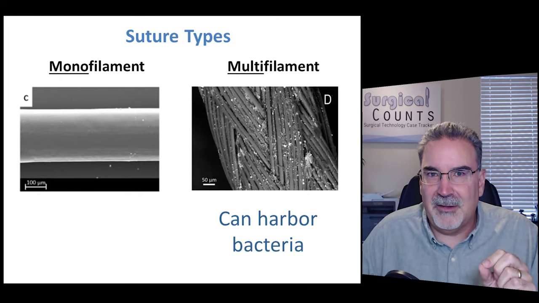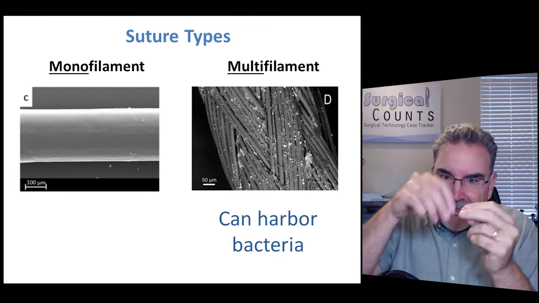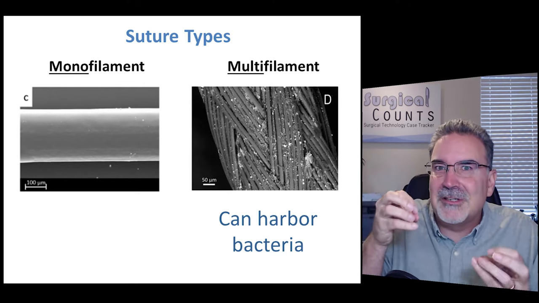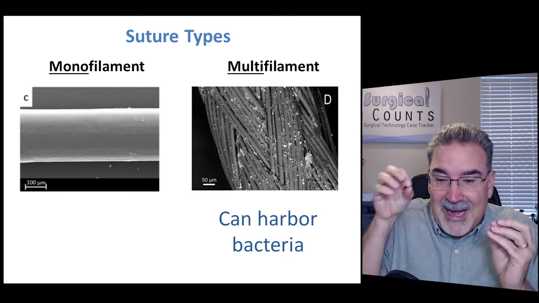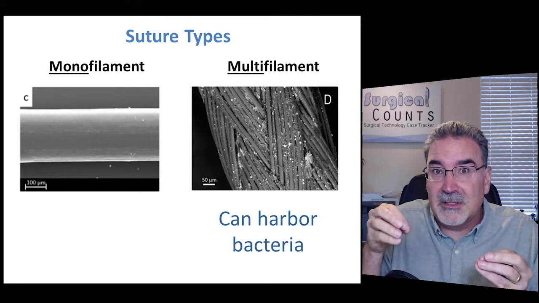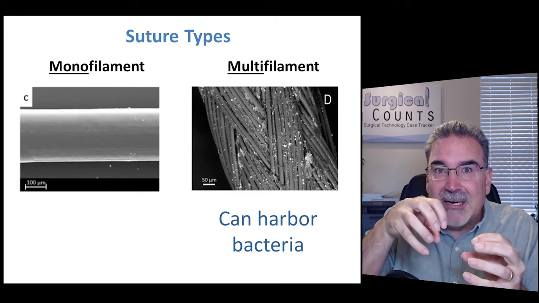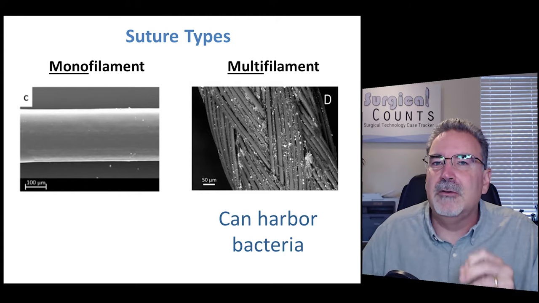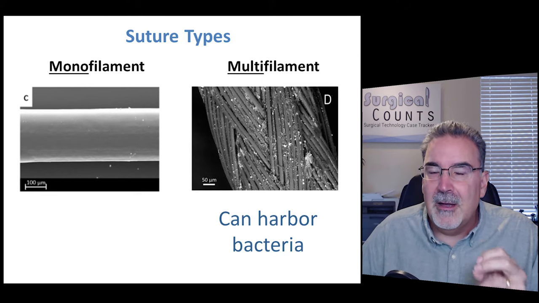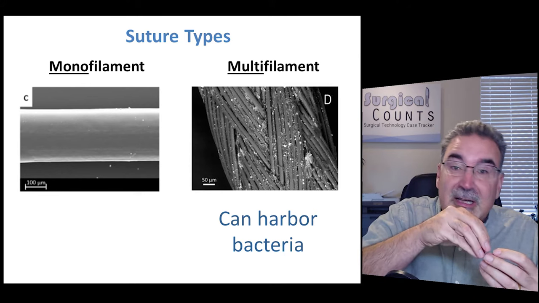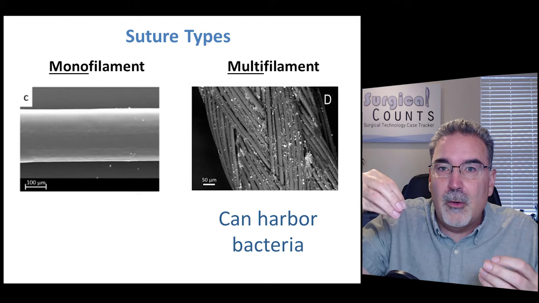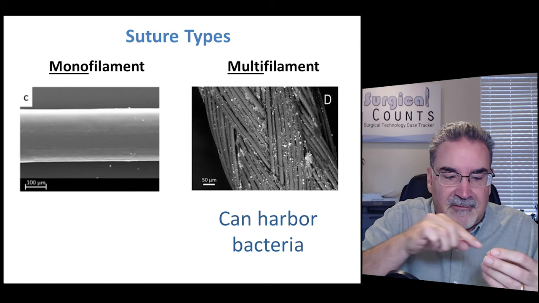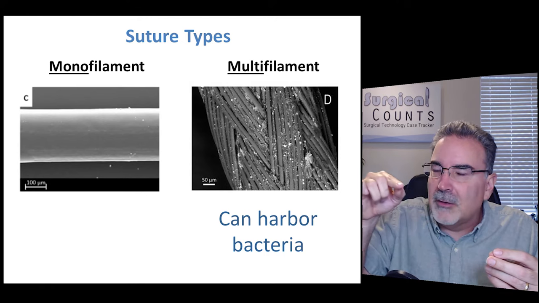Whereas multifilament suture, because of all those tiny little threads woven and braided together, well, there's lots of little nooks and crannies in there for that bacteria to hide in. And the immune system can't get in there to get it. So what happens is multifilament suture shouldn't be used in areas of infection, because that infection can tend to very quickly grow in that suture. The immune system can't clean it out. And then it's going to tend to follow that suture all the way along that suture line.